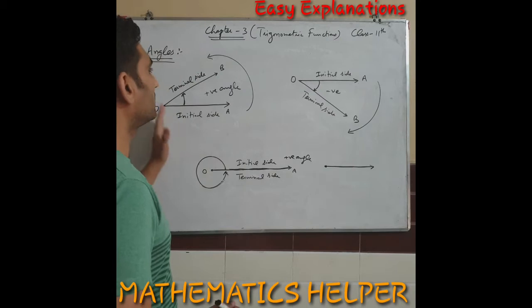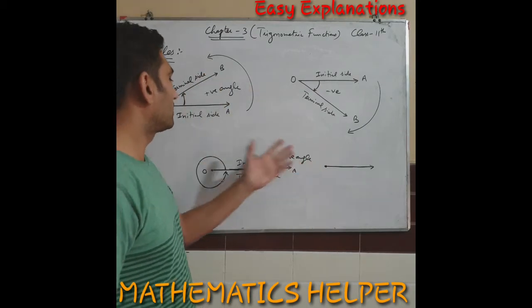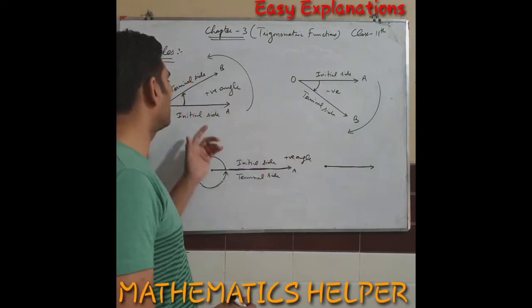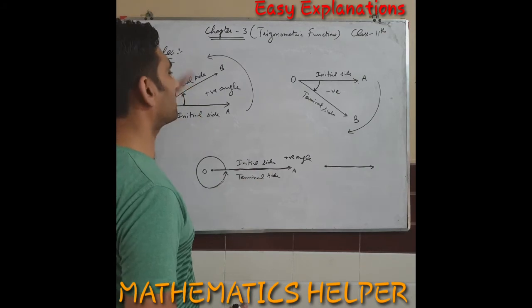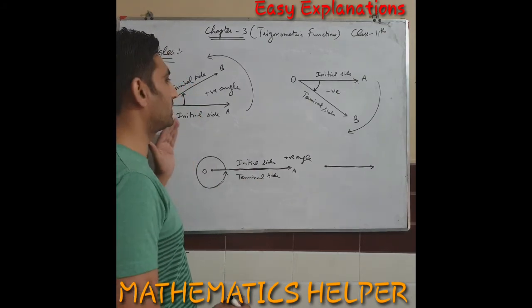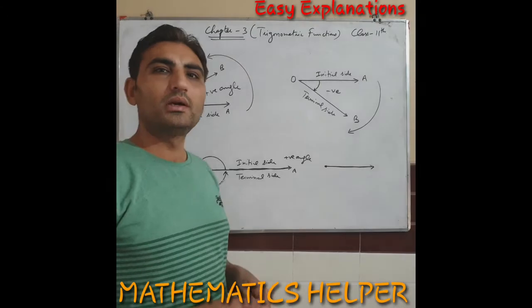So there are a few things which you have to remember. I told you, they are the starting things which you have to remember: initial side and terminal side of the angle. Try to remember these. Now we will write about degree measure.